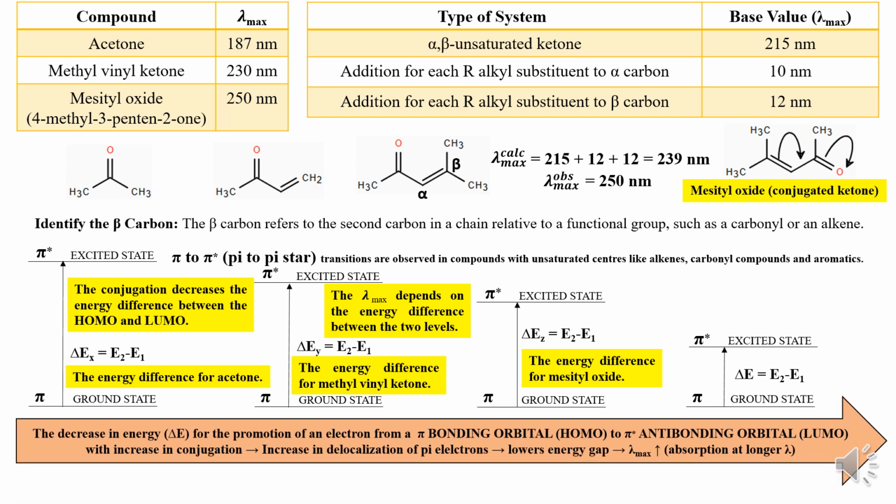So with increase in conjugation, there is increase in delocalization of pi electrons. And with increase in delocalization of pi electrons, it lowers the energy gap between the HOMO and the LUMO, that is the ground state and the excited state. And as an outcome of this event, the absorption of the usable radiation by the molecule occurs at a longer wavelength. And that is how the lambda max of the compounds increases with increased conjugation, because their absorption occurs in the visible region.